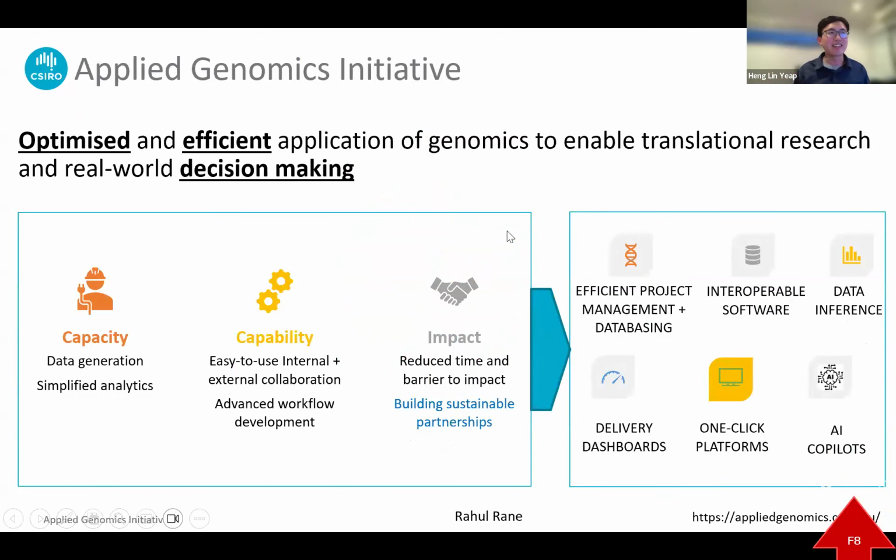So with that in mind, the Applied Genomics Initiative at CSIRO was formed, led by Dr. Rahul Rane and Dr. Tom Walsh, with the core idea that scientists should, in the future, be able to not spend so much time on the complexities of data management and navigating complex workflows, but rather analyzing, interpreting, and making decisions, helping us get to the end goal faster.